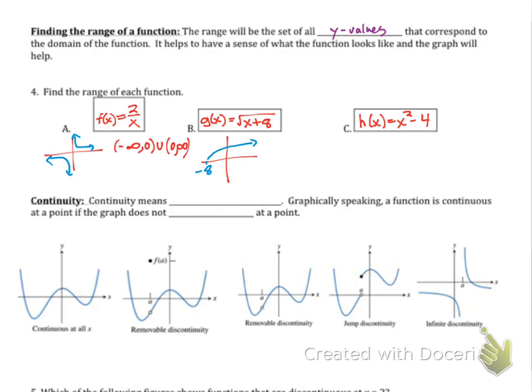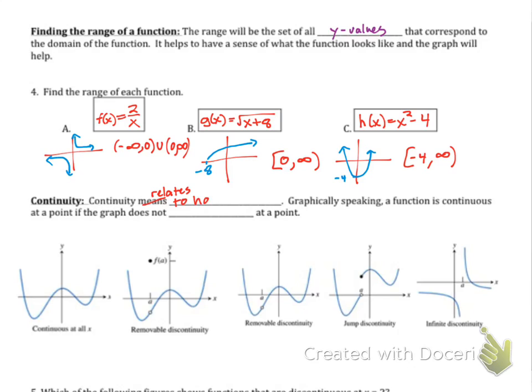The radical in part B, now the domain would go negative 8 to infinity, but the range vertically starts at 0 and goes on up to infinity, and it includes 0. Then the last one, that x squared, is a parabola down 4, so when we think of range, the lowest, negative 4, is included, and then you go on up to infinity. So again, this is vertical. Range is up and down.